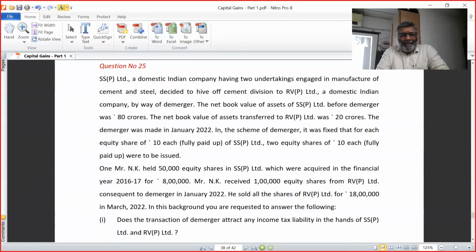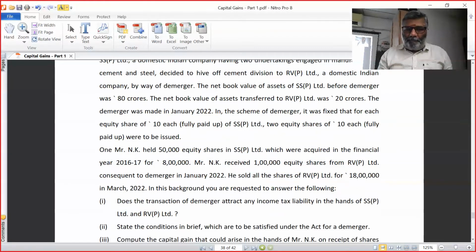One Mr. NK held 50,000 equity shares in SS Private Limited, which were acquired for 8 lakhs in 2016-17. Mr. NK received 1 lakh equity shares of RV Private Limited in January 22. He sold these in March for 18 lakhs. In this background, you are asked the following.